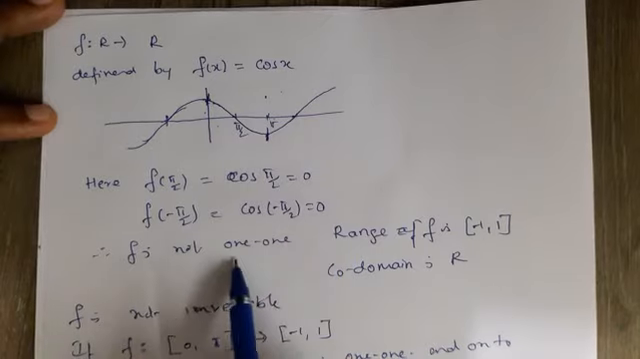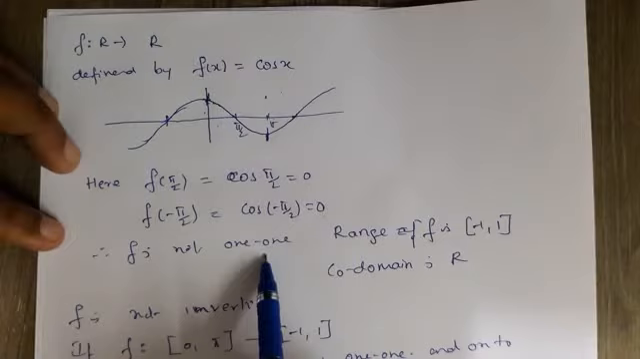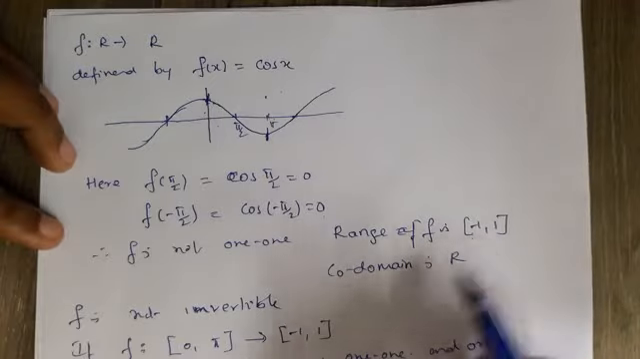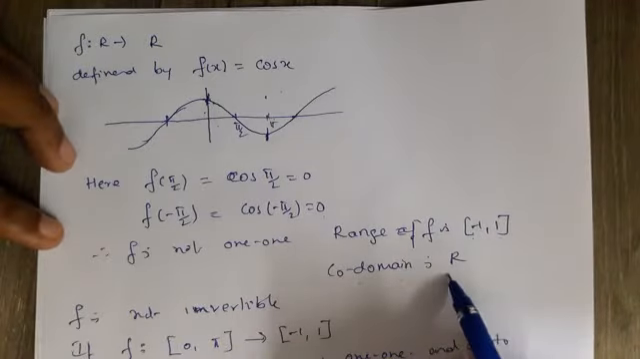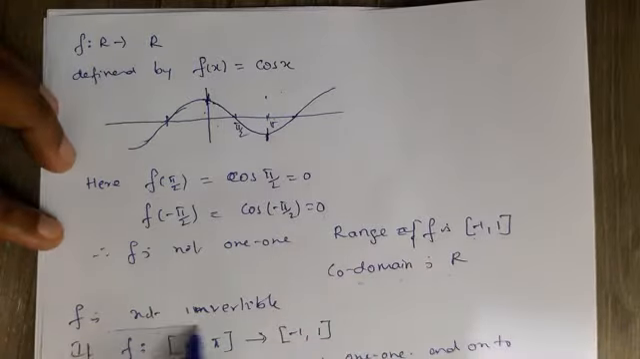Therefore the function is not 1-1 and also not onto, because the range of the function is minus 1 to 1 and codomain is R. Therefore the function is neither 1-1 nor onto. Therefore the function is not invertible.